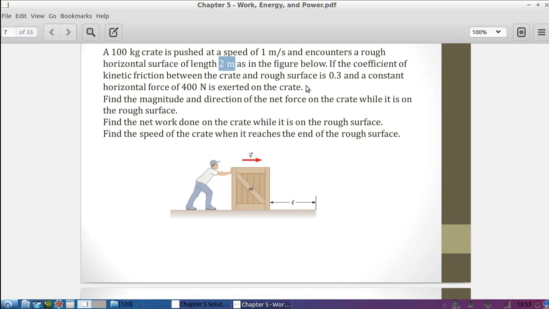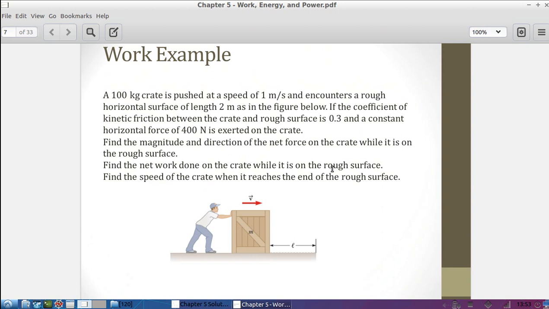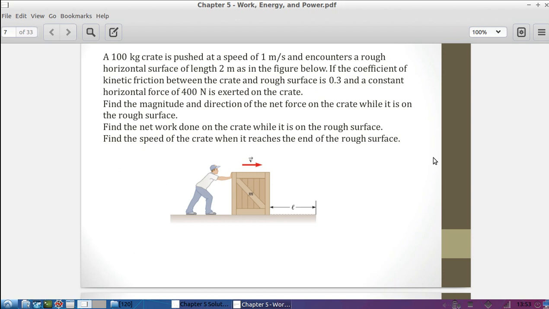Right? So this is a nice problem, right? Because it's got some chapter 5 stuff in there. It's got some old kinematic stuff in there, which is nice, but it's got a work problem in it too. Okay.